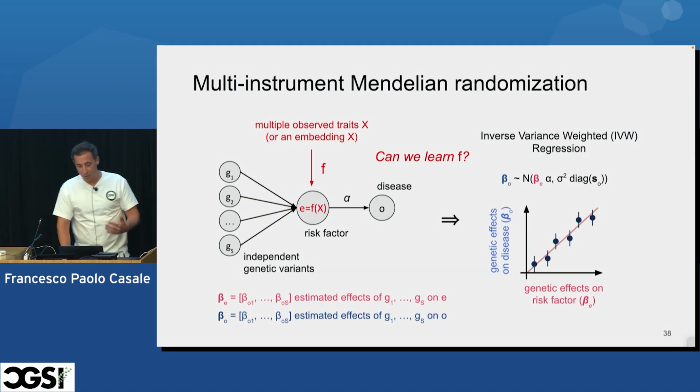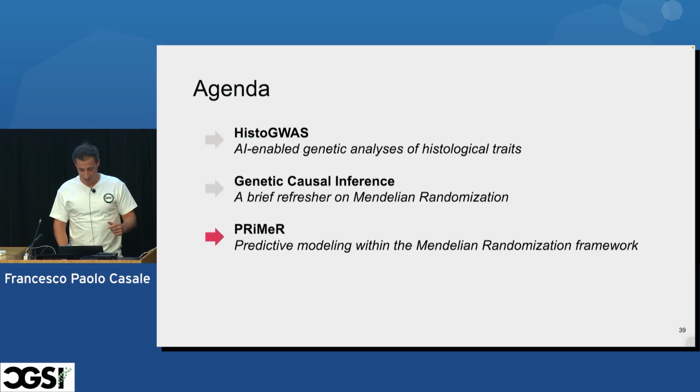Great, but now if we do have multiple observed traits X, or we have an embedding X, and we write our risk factor as a function of X, can we learn this function within this causal inference framework? Can we learn this function by directly optimizing the inverse variance weighted regression? And this leads us to the last part of the talk. So this is a primer: predictive modeling within the Mendelian randomization framework.